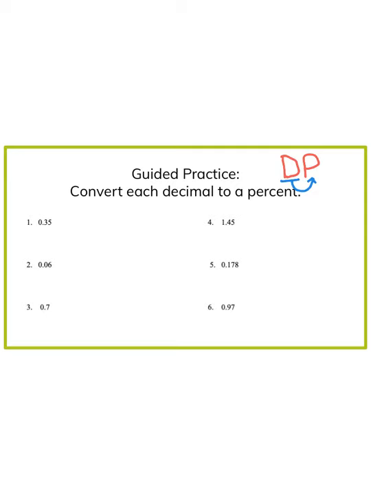The first guided practice problem is 35 hundredths. Again, I'm going to write my number off to the side a little bit larger so that I have more room to work. I see my decimal point in my number, so all I need to do is take it and move it 2 spaces to the right. 1, 2. So 35 hundredths as a decimal is equivalent to 35%.